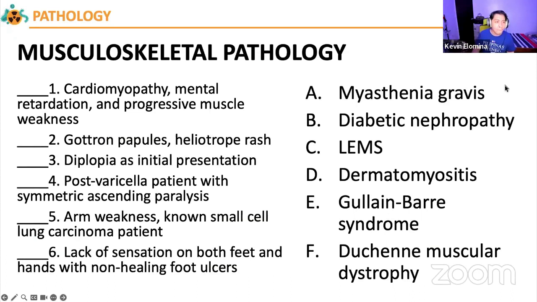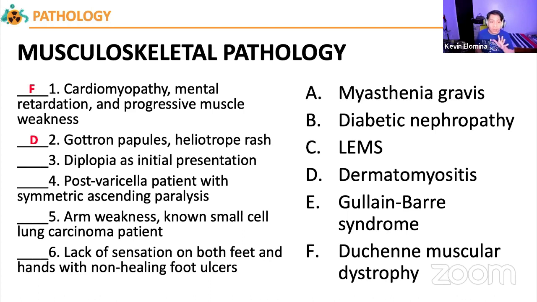Now, if you have cardiomyopathy, mental retardation, and progressive muscle weakness, that is your Duchenne muscular dystrophy. Remember, your dystrophin is present in your CNS. It's also present in your heart. Kaya ganyan yung triad niya. Okay? Now, if you have dermatologic manifestations in an inflammatory myopathy, such as your Gottron papules and your heliotrope rash, ano yun? That is your dermatomyositis.